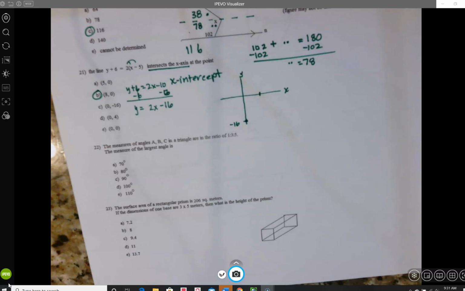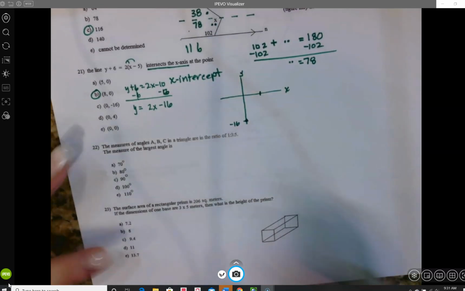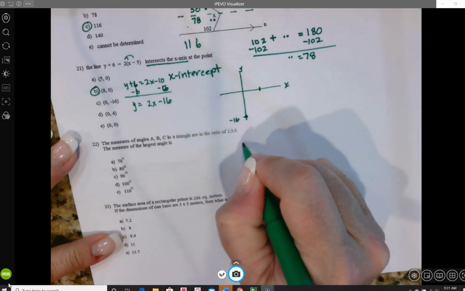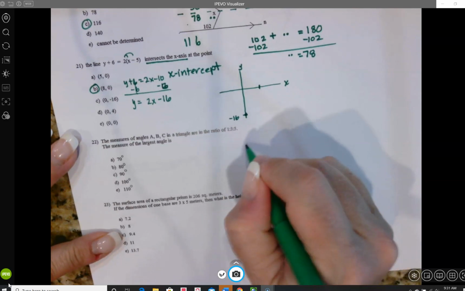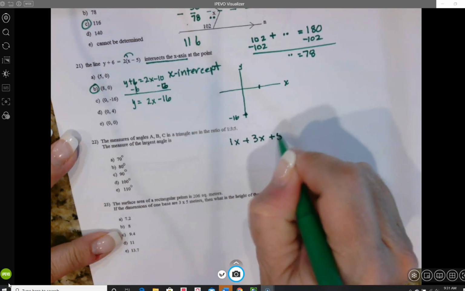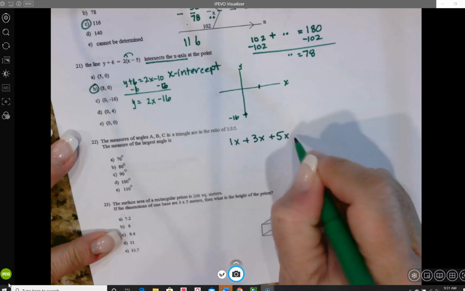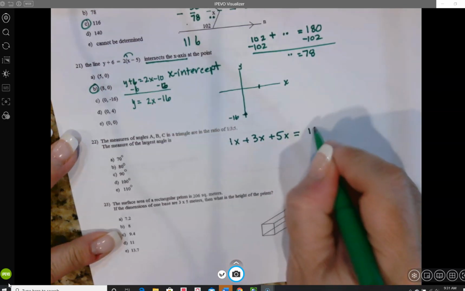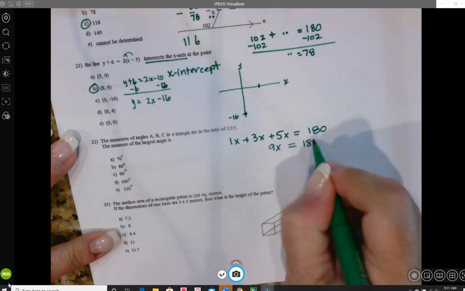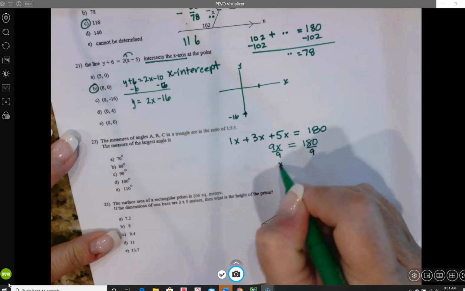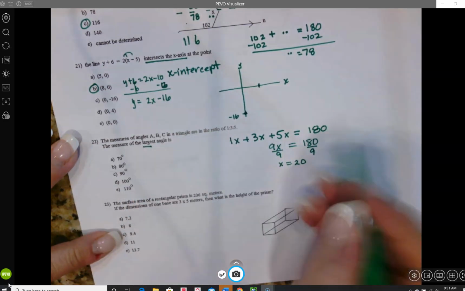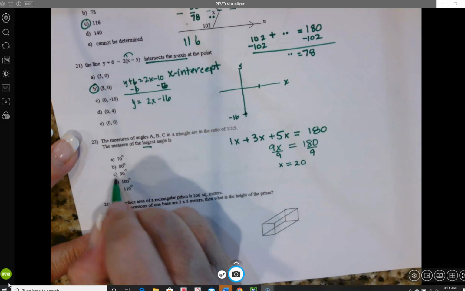Number 22, the measures of angles A, B, C in a triangle are in the ratio of 1 to 3 to 5. And what's the measure of the largest angle? So we've done problems like this in class where we have a ratio of 1 to 3 to 5. That means they all have a common scale factor. We know all three of the angles in a triangle add up to 180. So I'm going to combine like terms and divide and get x equals 20. Then they want the largest angle, so that's going to be the one with the 5. So 5 times 20, that's going to give me 100.